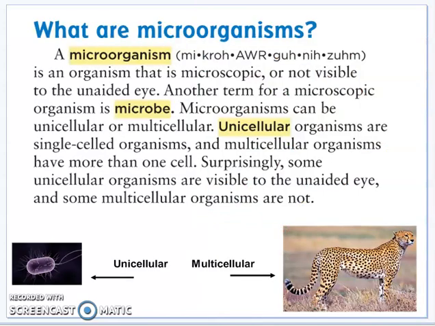What are microorganisms? A microorganism is an organism that is microscopic or very small. It is also called a microbe. Microorganisms can either be unicellular or multicellular. Unicellular means that it is made out of one cell. Multicellular organisms have more than one cell.